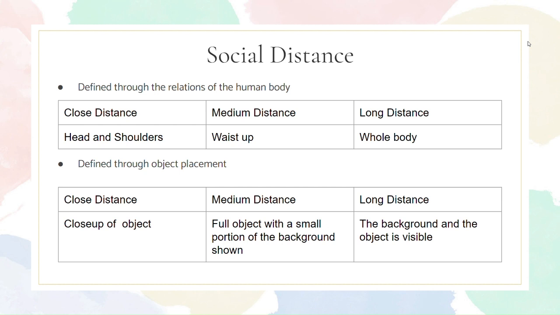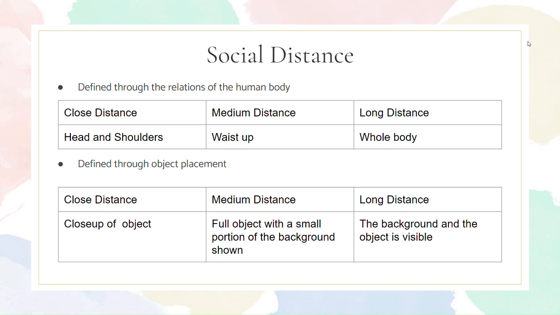All right, so we have close distance where it would include the heads and the shoulders of the subject. So we would have a portrait or a passport size picture. So that would be considered as a close distance. Now, when we say medium distance, it would be where the image is cut off from the waist down. So meaning that the image would only show from the waist up onwards. So it would include the head, shoulders, and the torso.